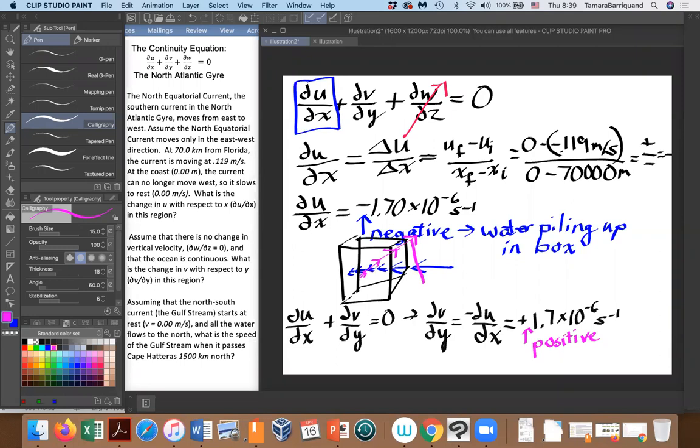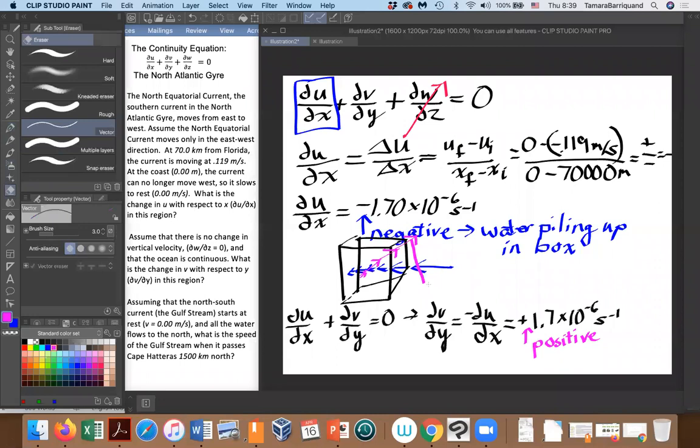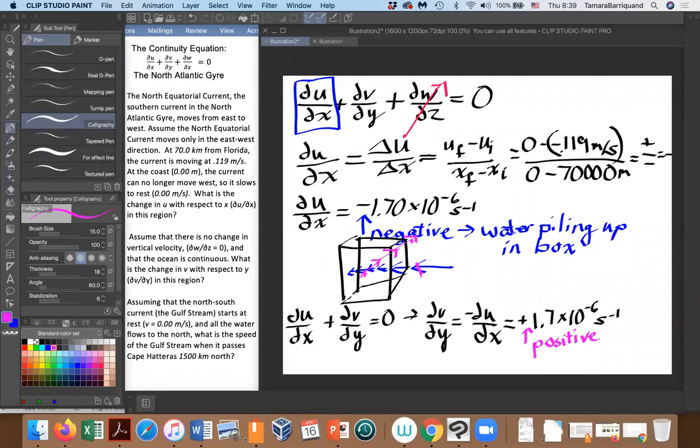So that makes sense. That makes sense because what we were saying was that if there is water that is coming and piling up in our box, then somewhere else it has to be rushing out of our box. So the fact that this is positive tells us that when our partial derivative is positive, water is rushing out of our box.